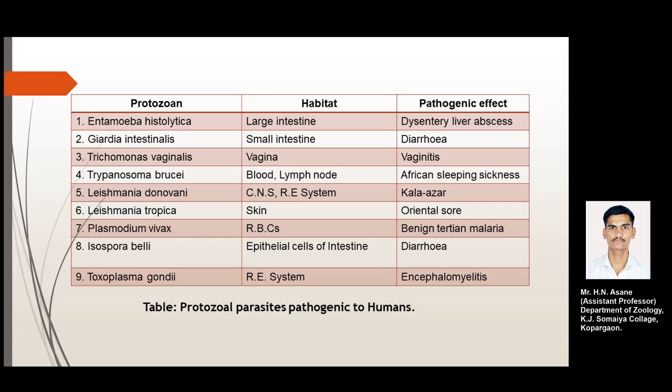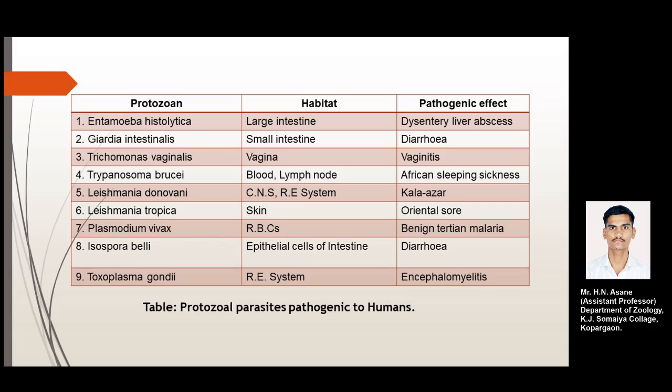The Entamoeba histolytica, this is the scientific name of the single cell animal, and this is located at the large intestine. It is ingested from our mouth, and its habitat is the large intestine, and its pathogenic effects seen on the man are dysentery or liver abscess. The abscess means the pus formation in the liver. Okay, these are the medical terms which are used for the particular effects or the diseases. The abscess means the formation of pus.